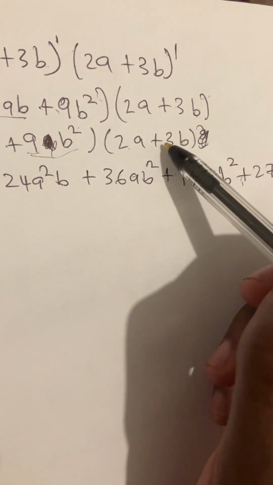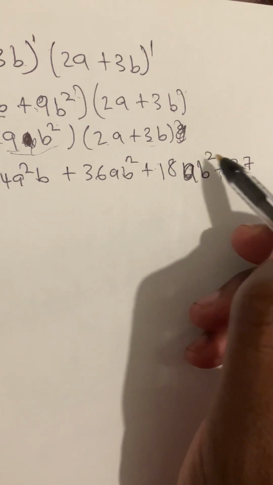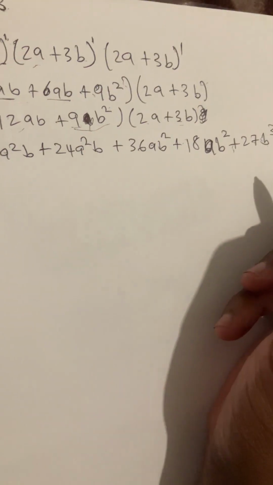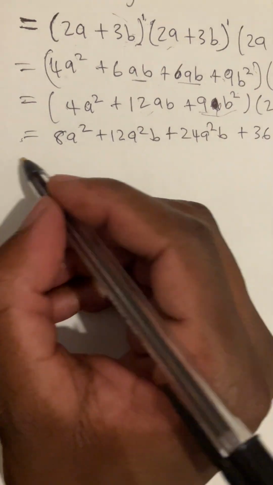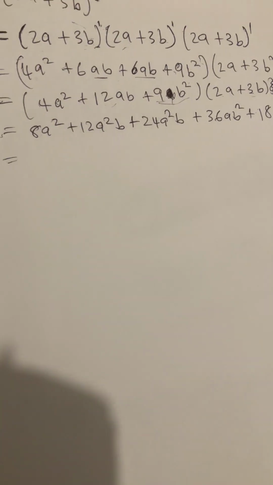27. 9 times 3 is 27, right? B times B. B squared times B is B cubed. You understand? Now we're doing the same old story of looking for the like terms.